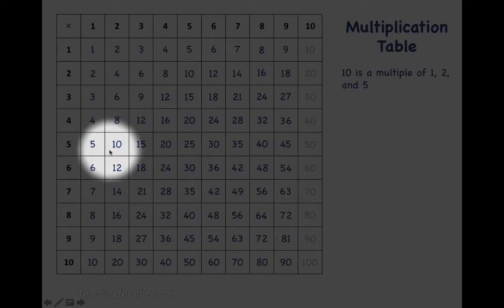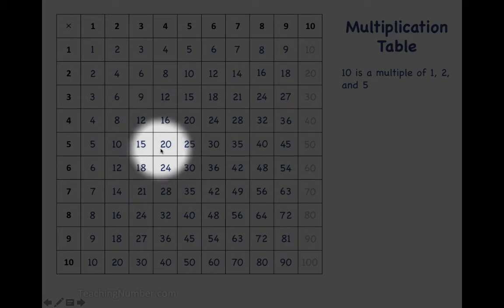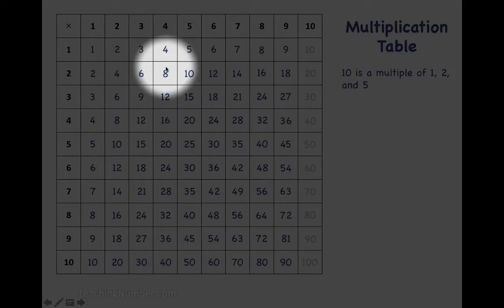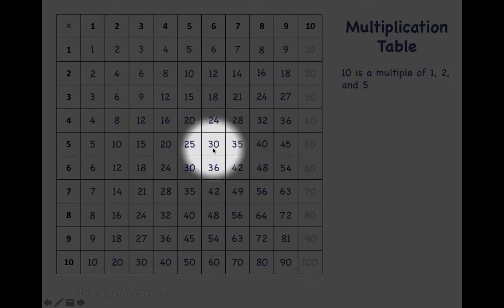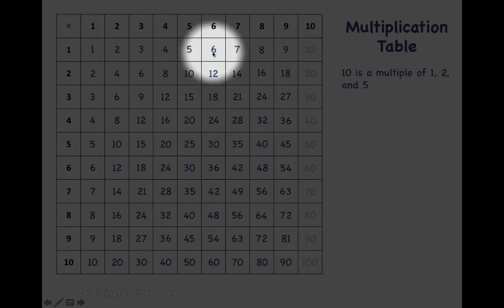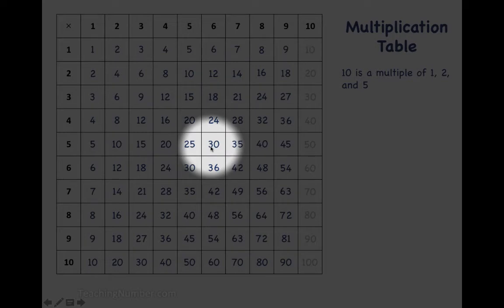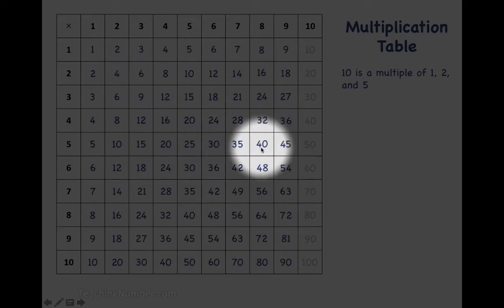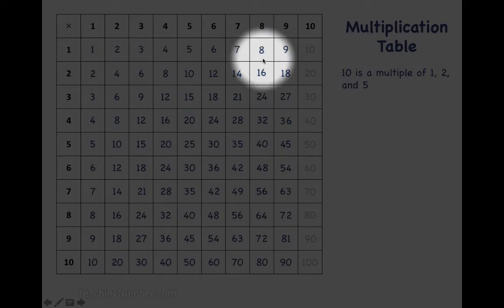We already said that the 5th multiple of 2 is 10. But I also noticed that the 5th multiple of 4 is 20, and that's the first multiple of 4 that's a 10. The 5th multiple of 6 is 30, and that's the first multiple of 6 that's a 10. The 5th multiple of 8 is 40, and that's the first multiple of 8 that's a 10.